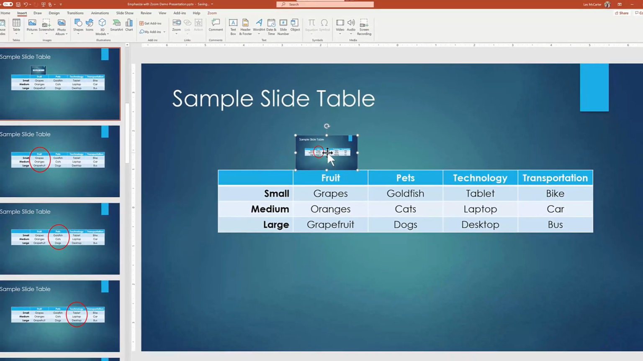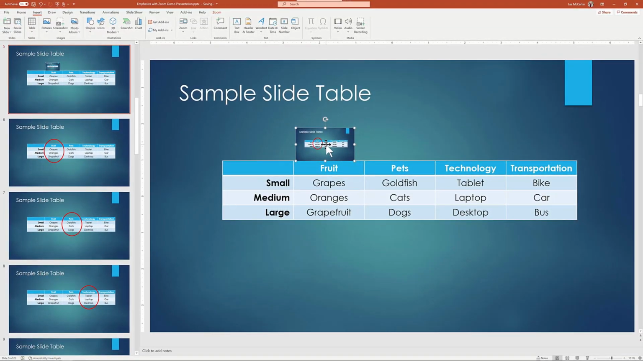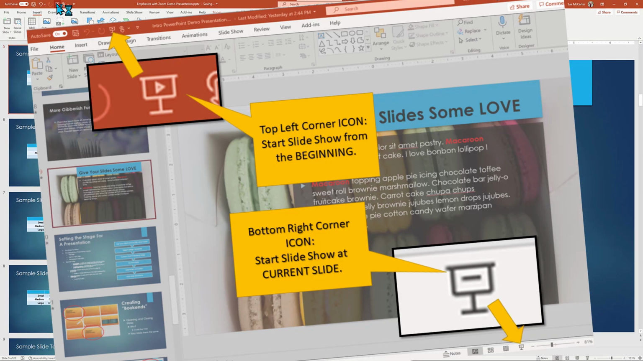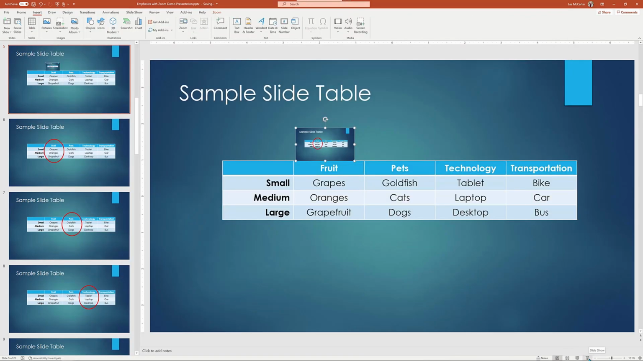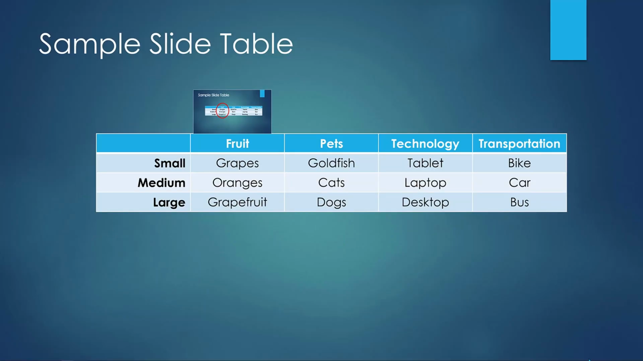To see this work, we need to run the slideshow. But if I click the top left shortcut slideshow icon, it will start from slide 1. I want to start on slide 5, so here's another pro tip. Use the screen icon on the bottom right-hand corner to launch into the slideshow from the current slide. And here is a slideshow with the visible hotspot.